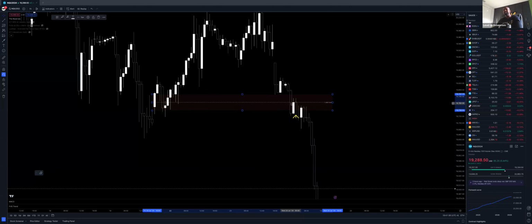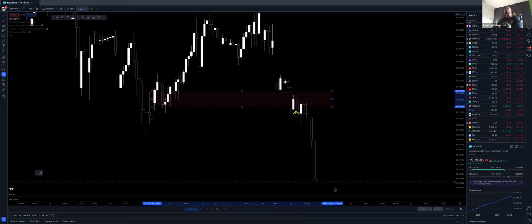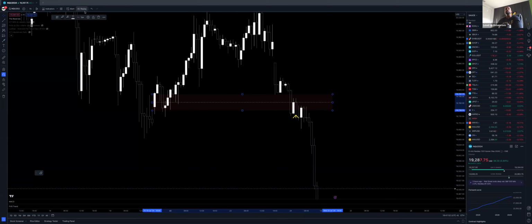We treat it just like a fair value gap. This is the 50%. Price the next hour comes up, and what are we doing? We are respecting price. We are respecting price at the end of the day.